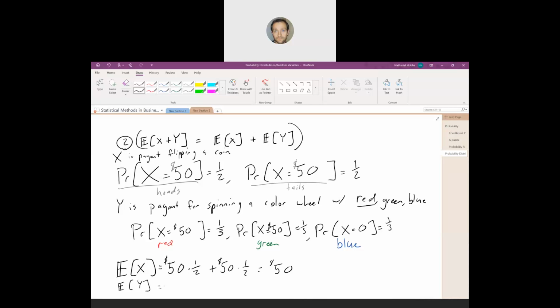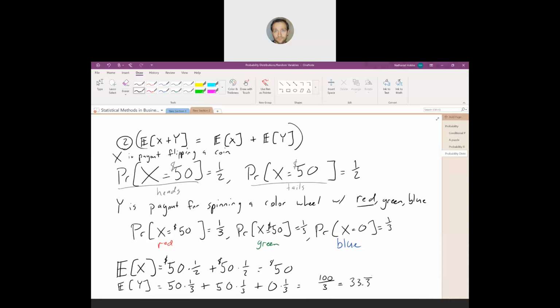But the expectation is, what if you played this game 100 times? Then on average, how much money would you get? So you could get red with a probability of 1/3, or you could get a green with a probability of 1/3, or you could get a payout of 0 with a probability of 1/3. So this is 100 over 3, which is 33.3 repeating.